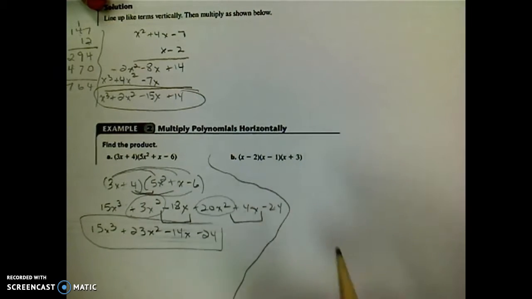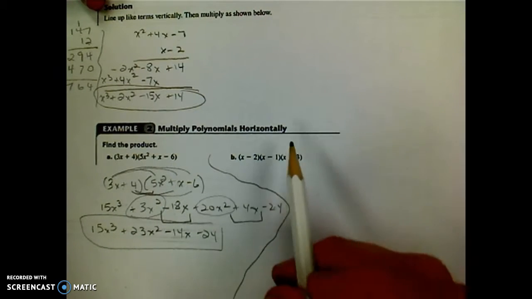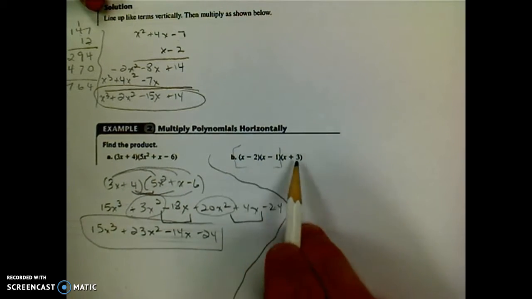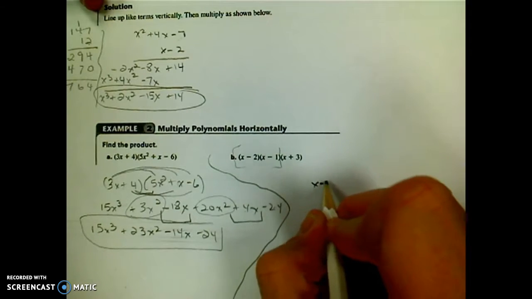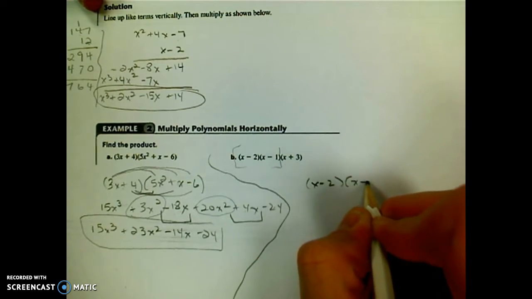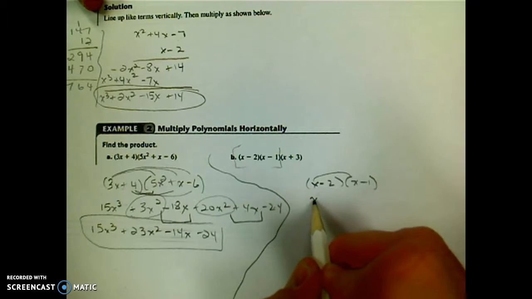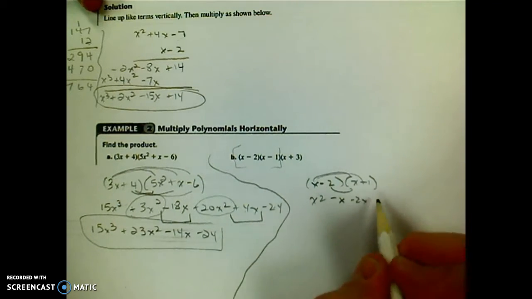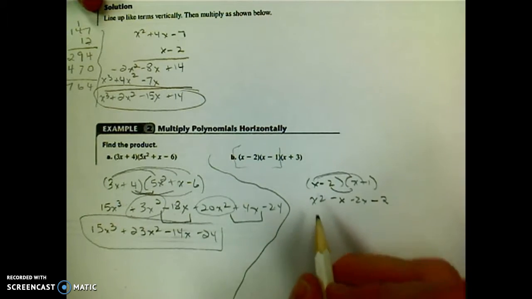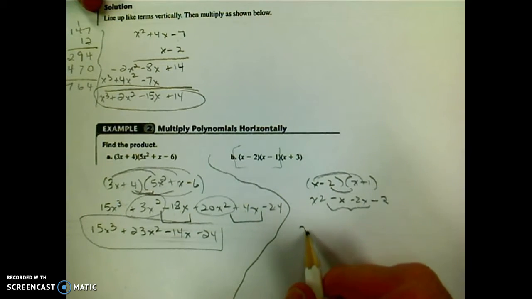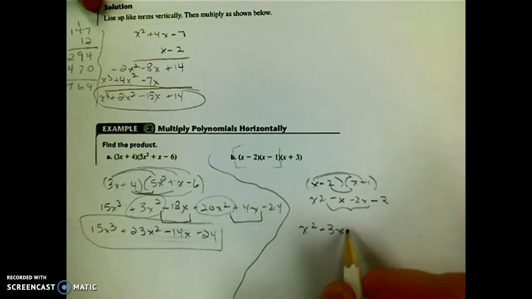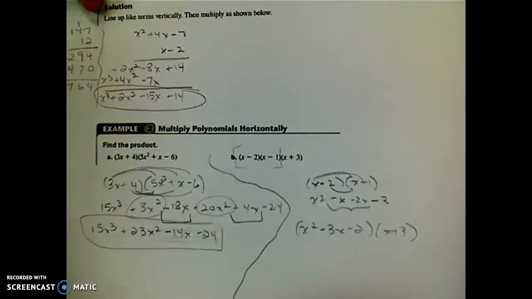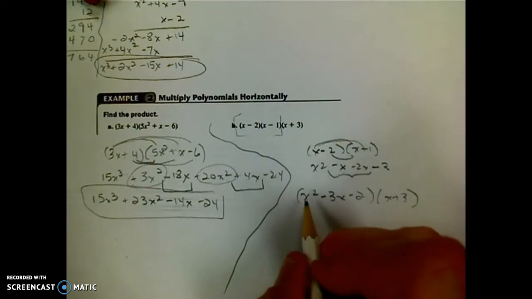What happens if we have more than 2 binomials to multiply together? We're just going to go ahead and group up the first 2. Multiply those, take that product times the last one. So x minus 2 times x minus 1. x squared, negative 1x, minus 2x, plus 2. So I have x squared minus 3x plus 2. Now we'll multiply times the third binomial, x plus 3.